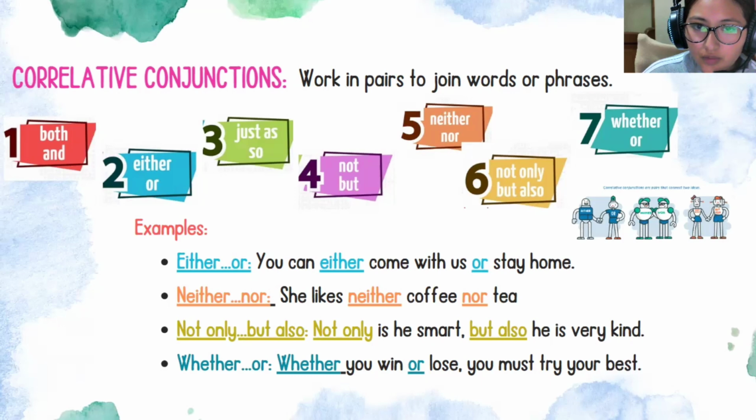Examples. Either or: you can either come with us or stay home. Neither nor: she likes neither coffee nor tea. Not only but also: not only is he smart, but he is also very kind. Whether or: whether you win or lose, you must try your best.